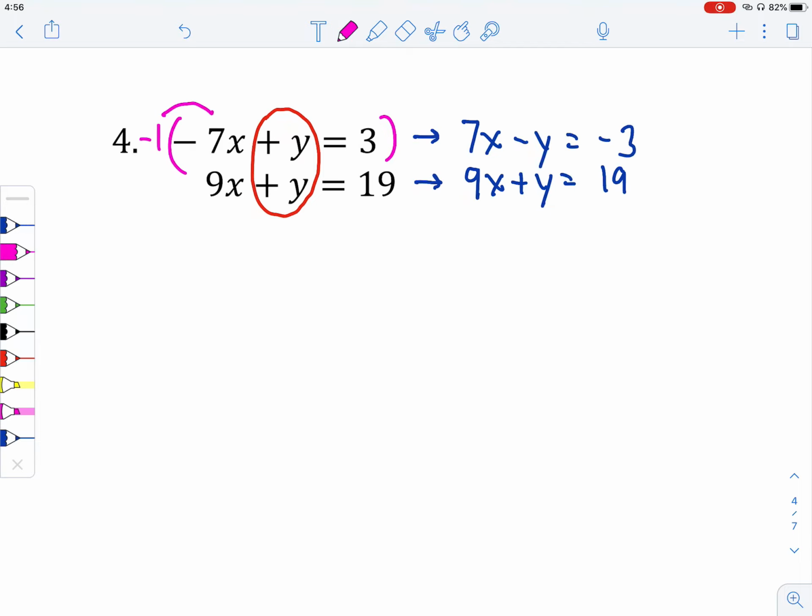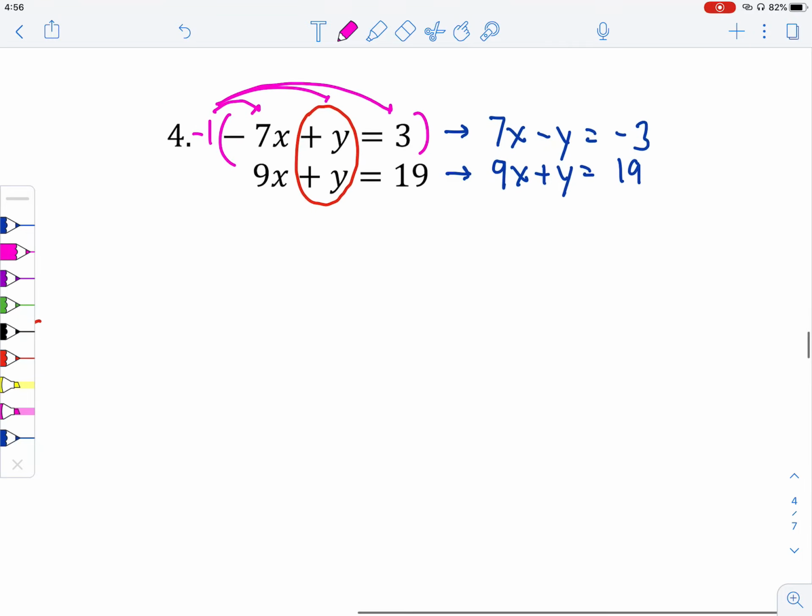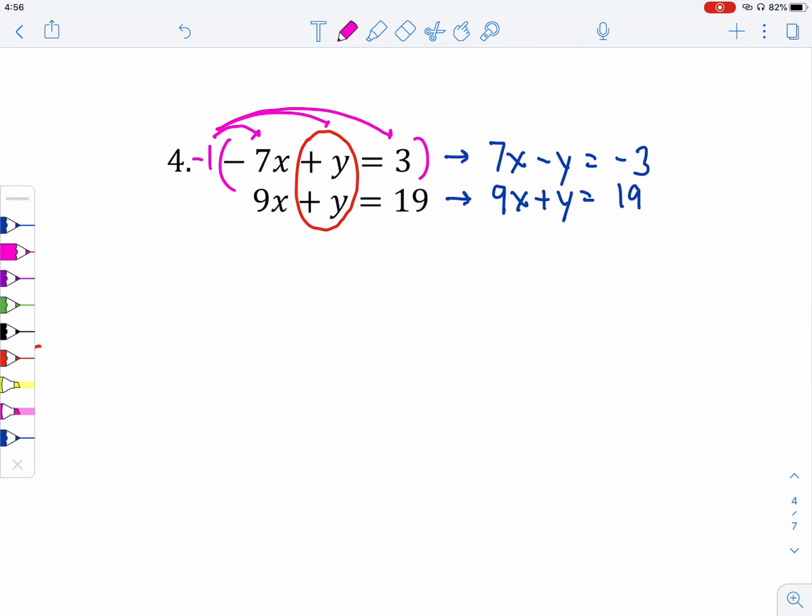All right, so we distribute -1 here, and multiply the top equation by -1 to eliminate y.